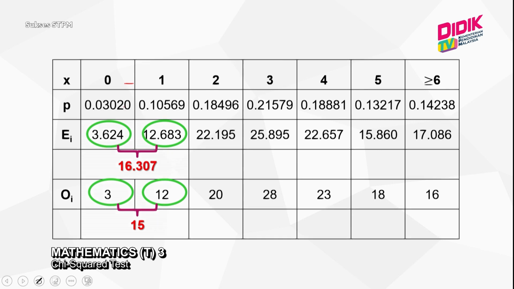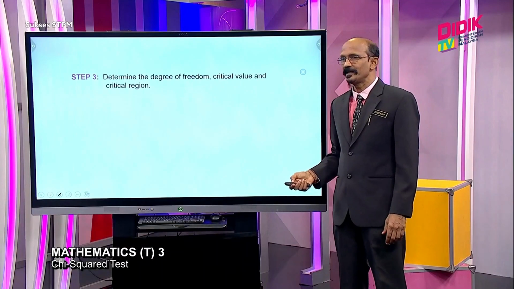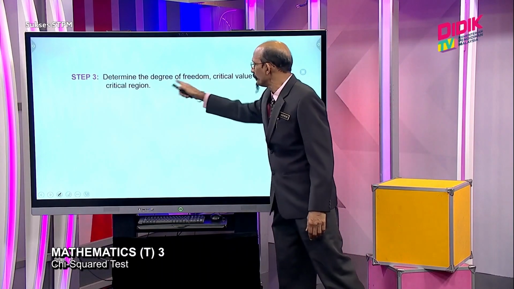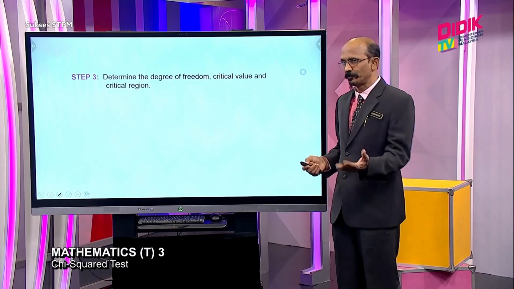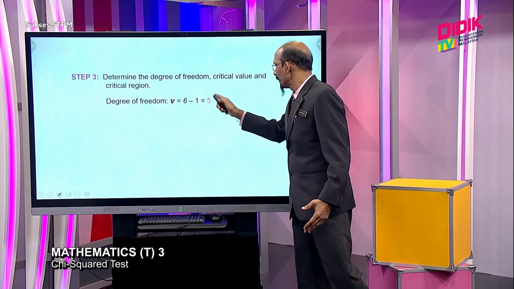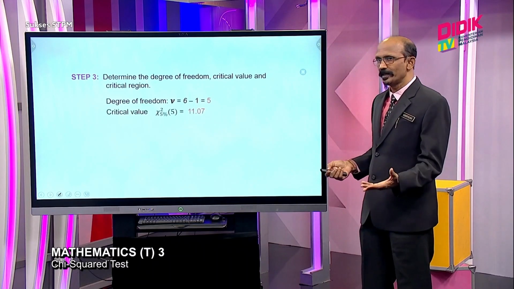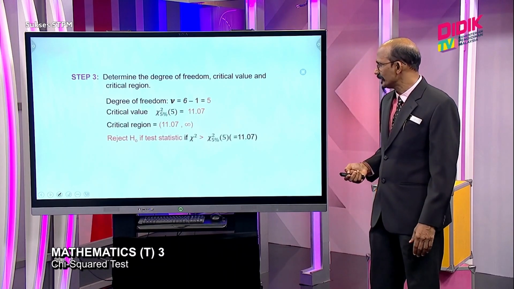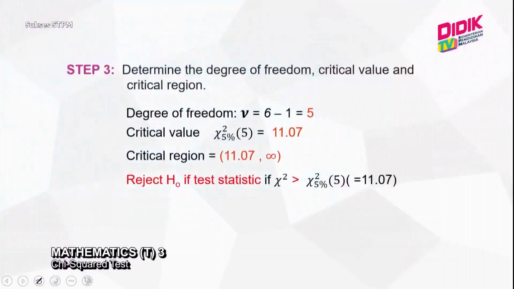Then step 3 is slightly different here because we need to find the degrees of freedom. The only difference is the degrees of freedom. Other than that, everything is the same as hypothesis testing. We find the degrees of freedom: 6 columns minus 1, I get 5. Then by using the table, I find the critical value, and then I state the critical region and I make my early decision. So this is my early decision.